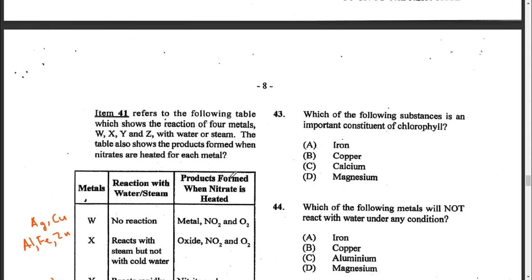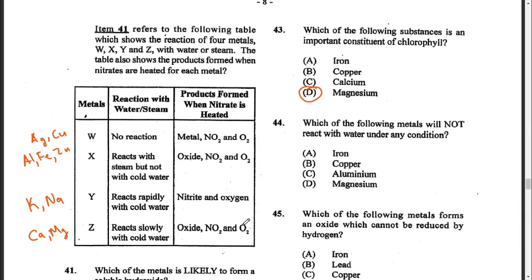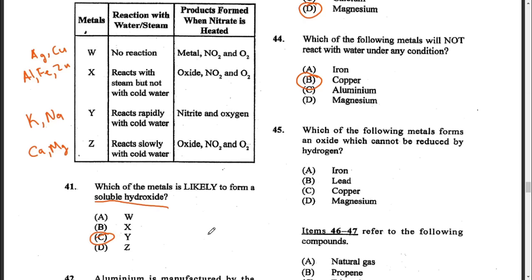43. Which of the following substances is an important constituent of chlorophyll? Now we all know that is magnesium. 44. Which of the following metals will not react with water under any condition? And that's copper. Again, copper is below hydrogen in the reactivity series. 45. Which of the following metals forms an oxide which cannot be reduced by hydrogen? And that is copper, below hydrogen in the reactivity series.